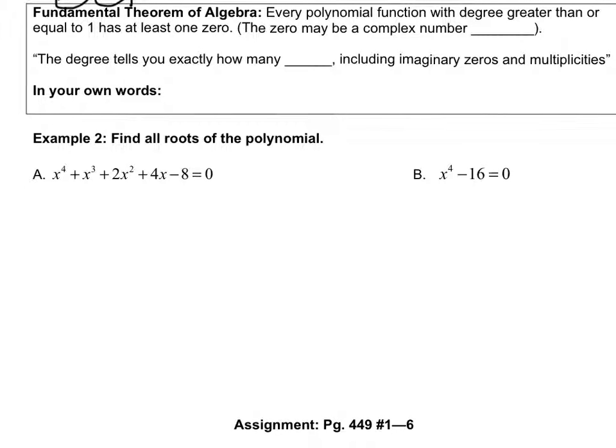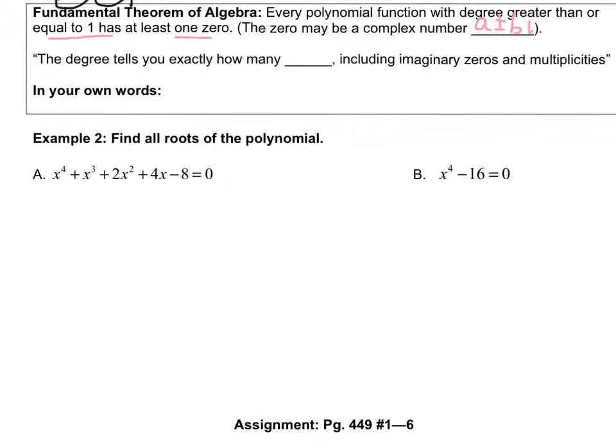The fundamental theorem of algebra is kind of a big deal. It sounds fancy, but we've pretty much already been using it with all the factoring we've been doing. Formally, the book says, every polynomial function with degree greater than or equal to 1, so we're not going to have something with a degree 0, because that'd be a plain number, and we're not going to have a negative degree, because we don't do that. Anything with degree greater than or equal to 1 has at least one 0, and the 0 might be a complex number, a plus or minus bi. That's what the book says.